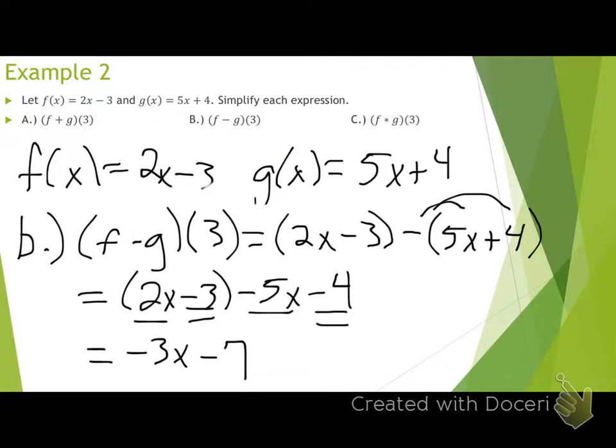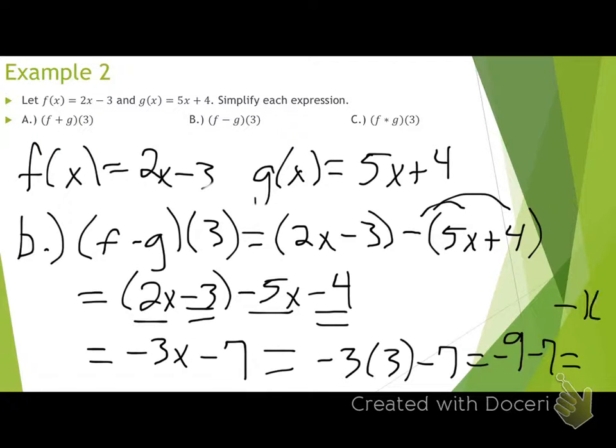So I've subtracted my functions and got my new function. Now what do I need to do? Plug in what for what? 3 for x. Plug in 3 for x, because I'm finding f minus g of 3. Everyone okay with that? Negative 3 times 3, negative 9. Negative 9 minus 7, negative 16. F minus g of 3 equals negative 16.